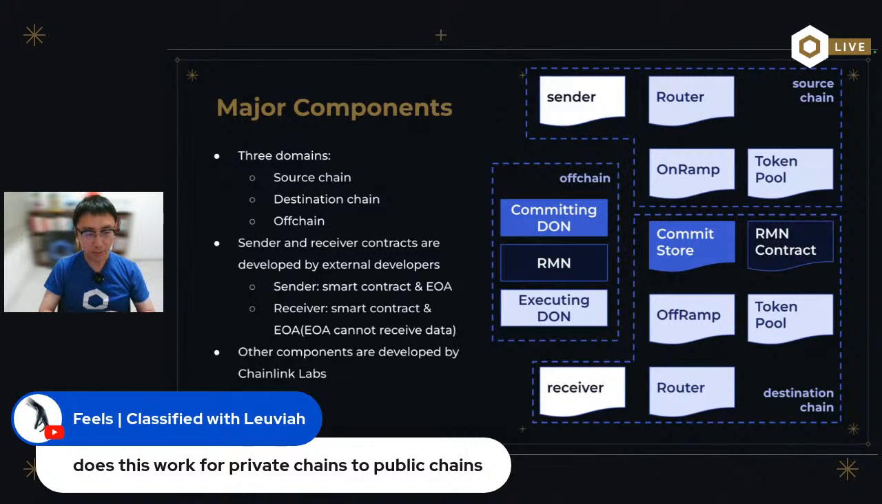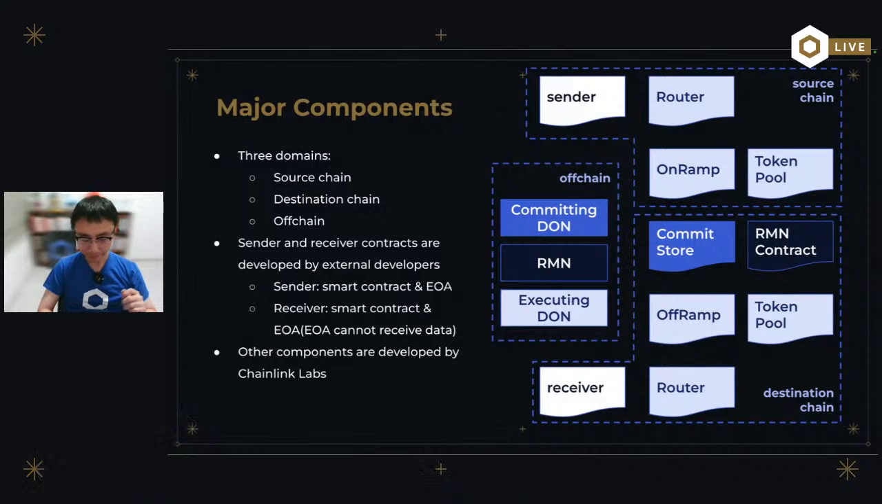But for now, by using CCIP, we only support some EVM public chains. So if you want to cross some data from a private chain or consortium chain to a public chain, maybe just send an email to us. We will have someone to help you. Okay, that is a very good question.